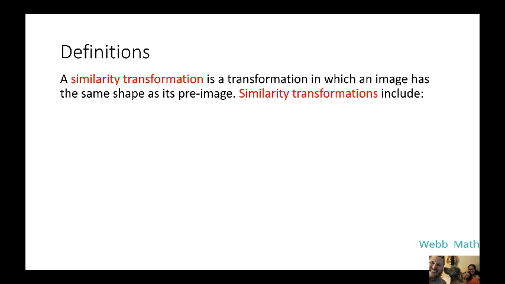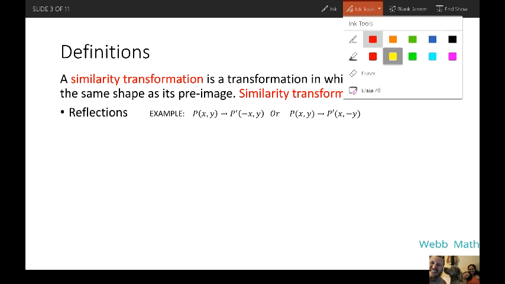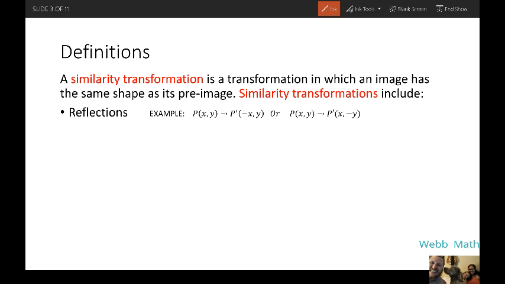So, definitions. A similarity transformation is a transformation in which an image has the same shape as its pre-image, just like the examples I gave you a little bit earlier. Similarity transformations include transformations you've already learned. One is reflections. I gave you two examples to help you recall the past. This reflection is a reflection across the y-axis, and this rule is a reflection across the x-axis.